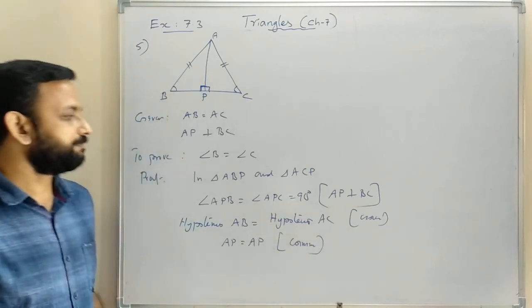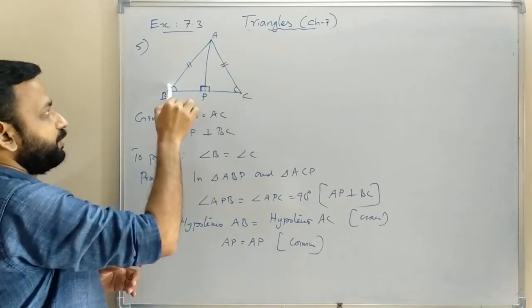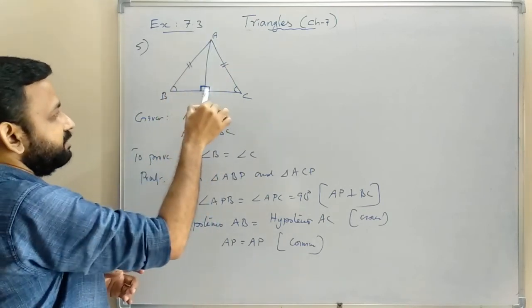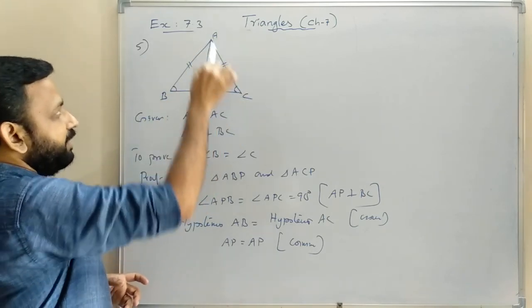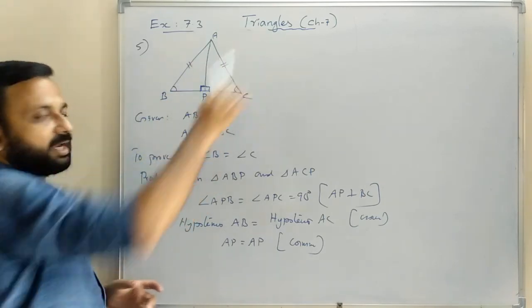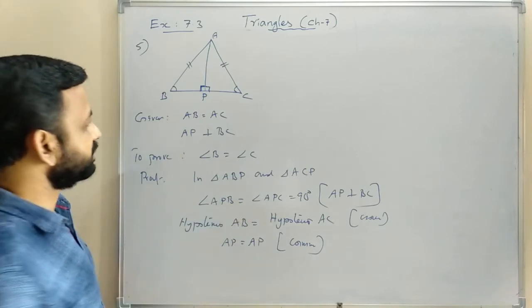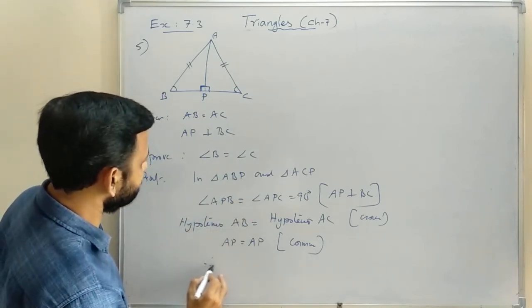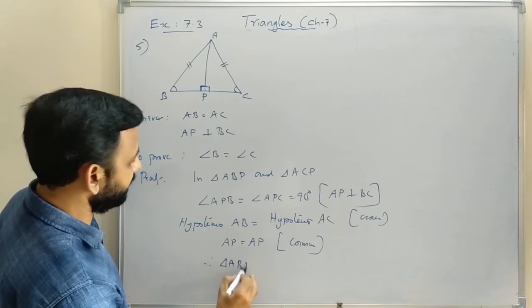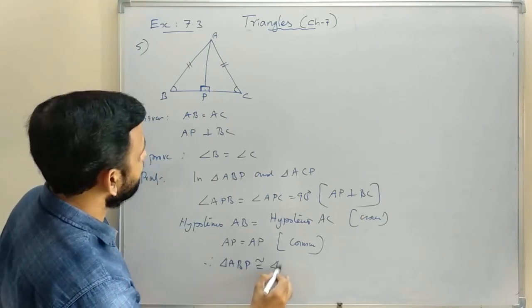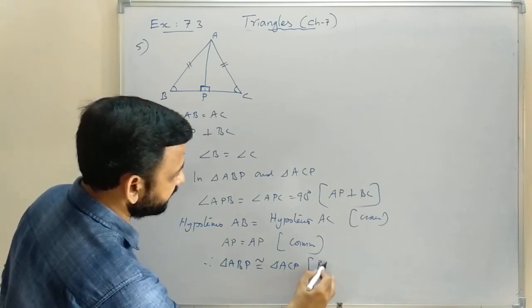So now we got hypotenuse and one side of this right triangle equal to hypotenuse and corresponding side of that right triangle. So the two triangles are congruent by RHS theorem. Therefore, triangle ABP is congruent to triangle ACP by RHS theorem.